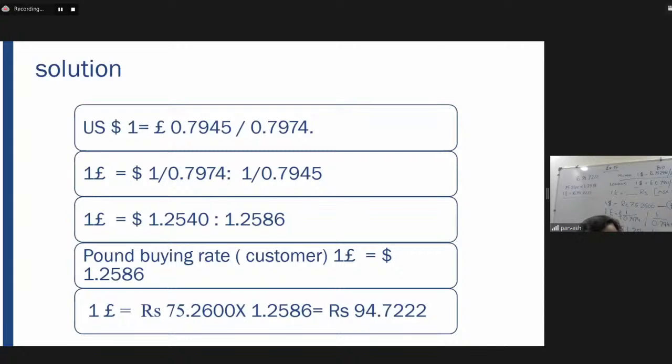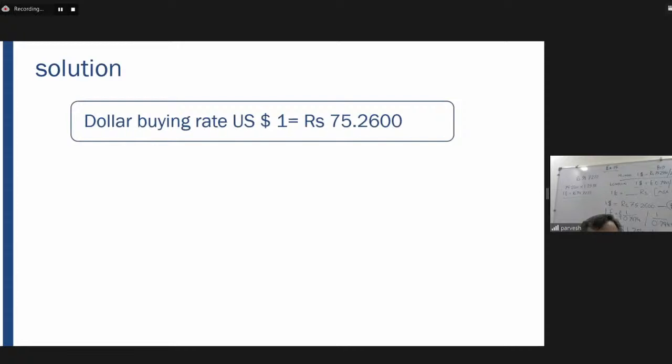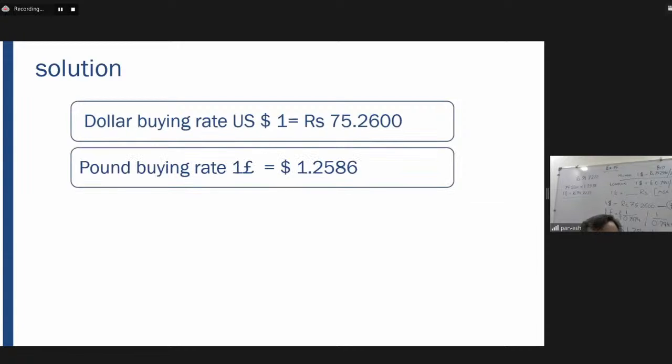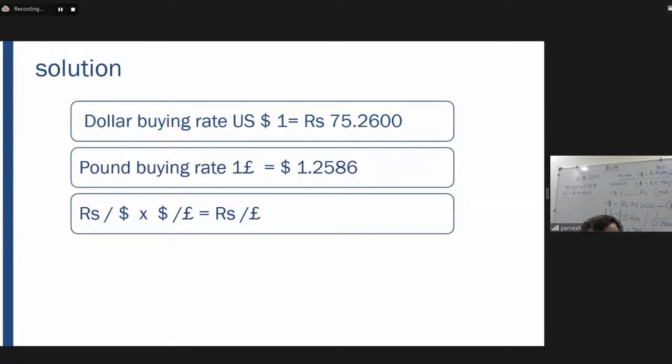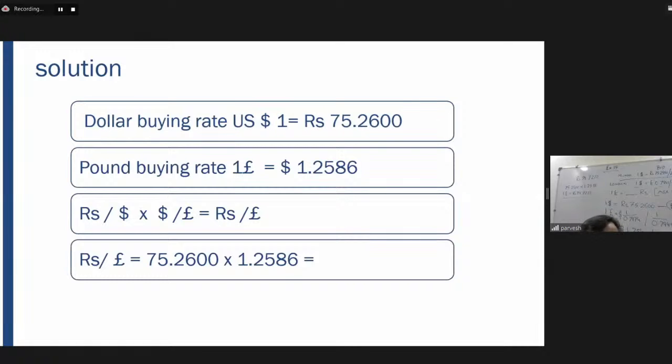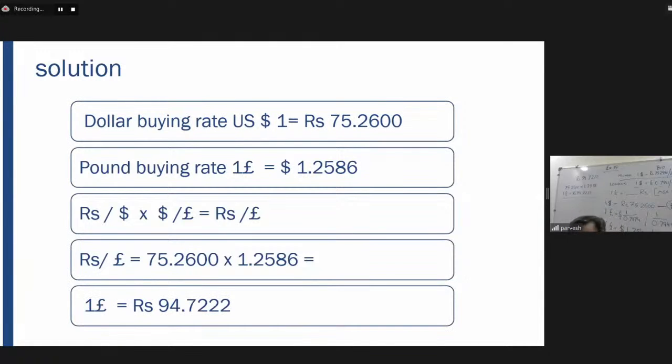Now this can also be explained another way. The dollar buying rate is given to us, the pound buying rate is given to us, which we have calculated. Then we just use the formula: rupee upon dollar into dollar upon pound. So dollar cancels out, and we have rupee upon pound, which is nothing but 1 pound is equal to how many rupees. So this is the answer. I hope you have understood this. Okay, so is that clear? I hope you have followed.